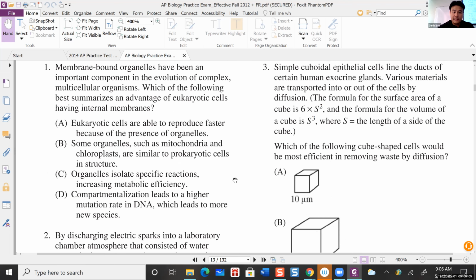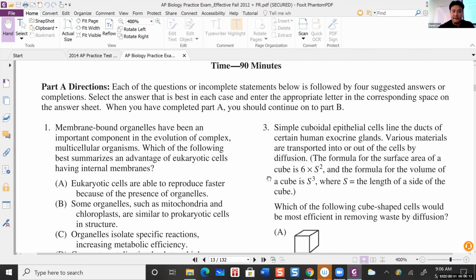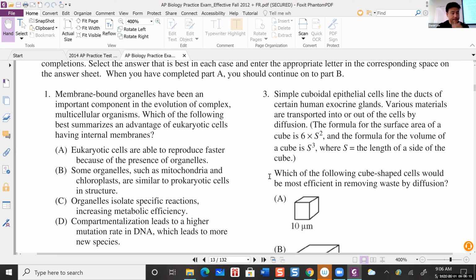Okay, so let's take a look at this one. So again, if you haven't done this one, if you did, then it's okay. We'll just kind of discuss this together, okay? So let's take a look at this one. Make sure you can see this.